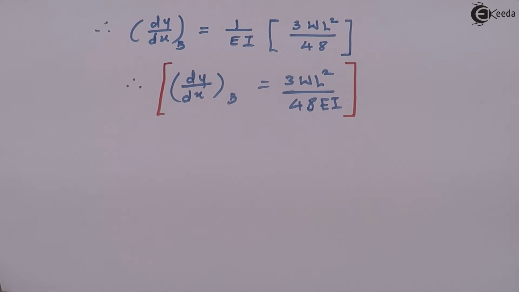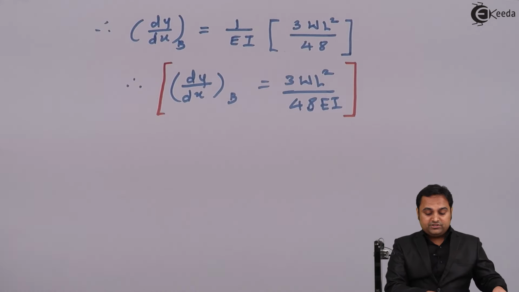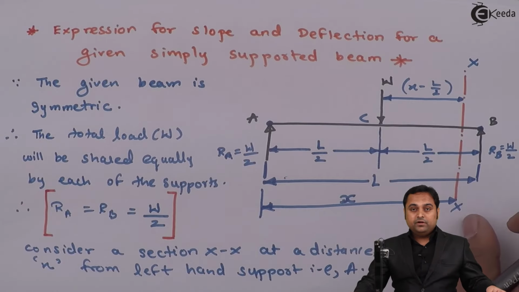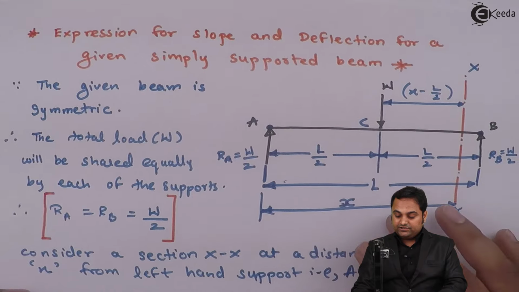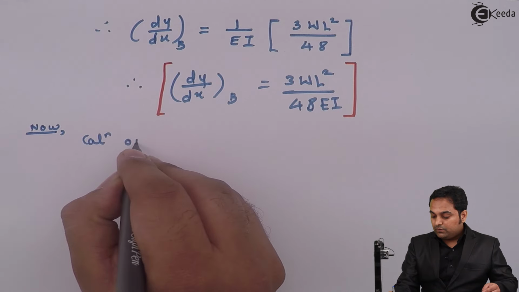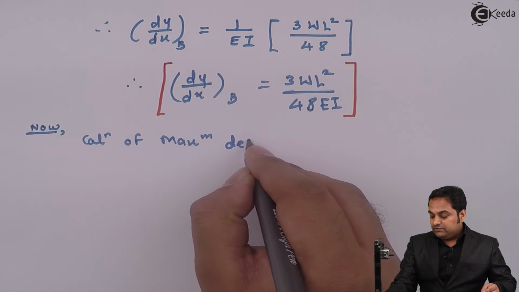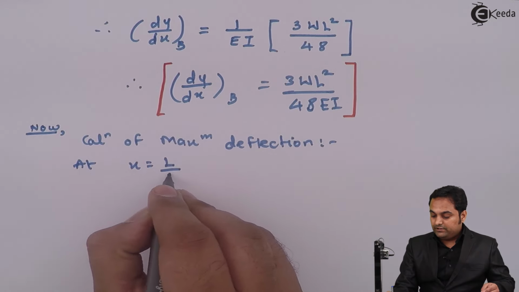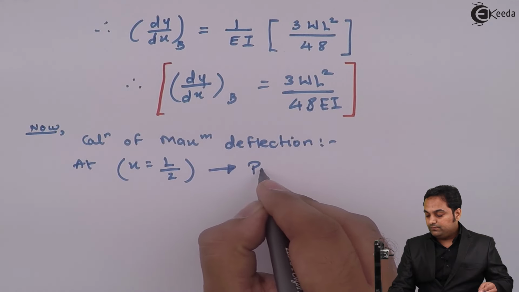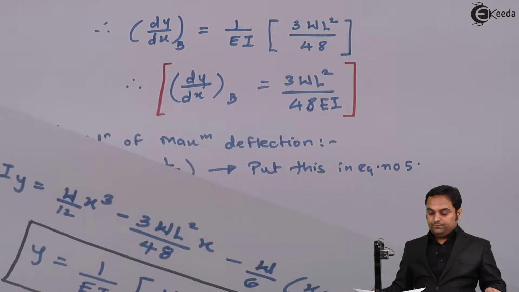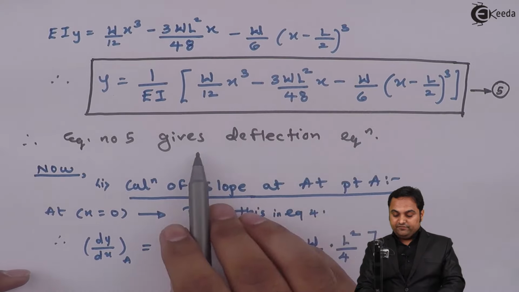Now in a similar manner we can calculate the deflection. So I'll show the deflection at the center of the beam, because at the supports the deflection is 0. So for the simply supported beam we will find the deflection at the center, which is the maximum deflection. So now I'll say that calculation of maximum deflection, that is at x is equal to L by 2. Now put this value in equation number 5. So your equation 5 gives us the deflection equation.